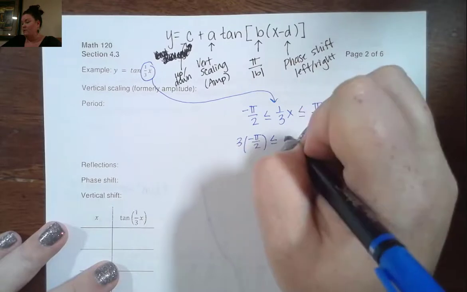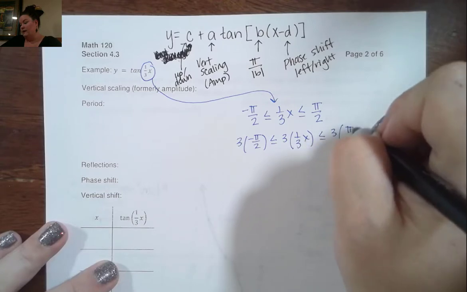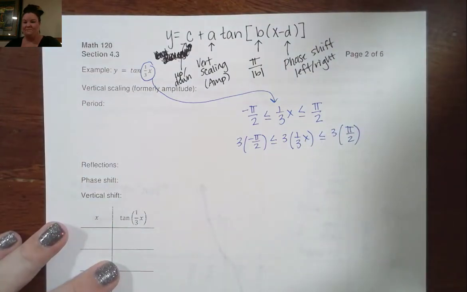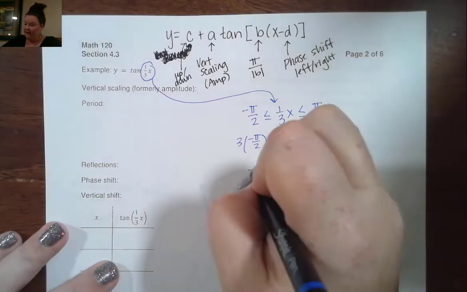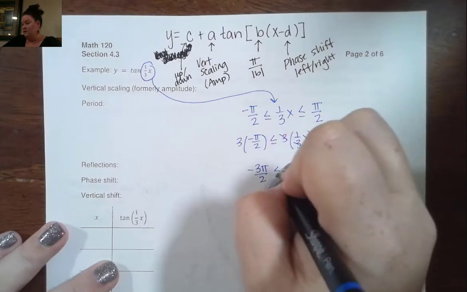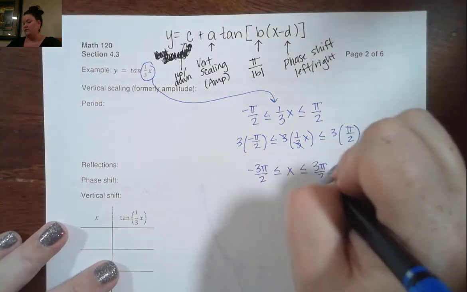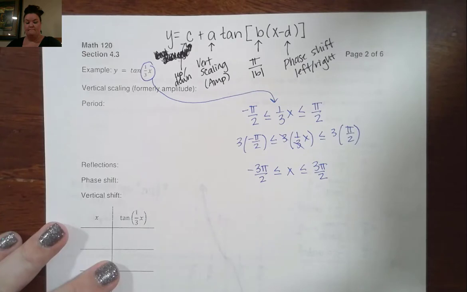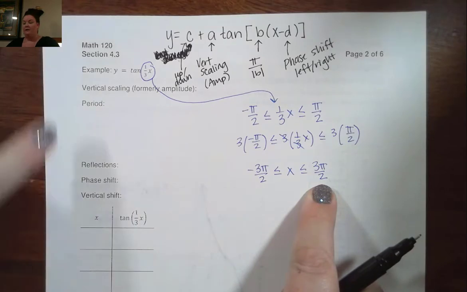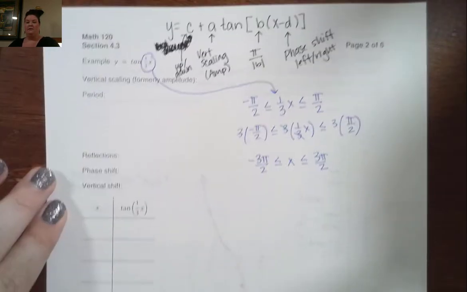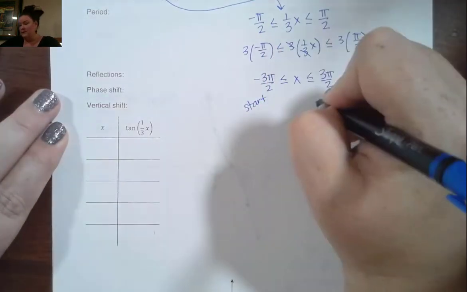And remember, if we multiply by 3 on the inside, we have to multiply by 3 everywhere, right? Okay, so on the inside, my 3's will cancel. And now I have negative 3 pi over 2 is less than or equal to x is less than or equal to positive 3 pi over 2. Okay. All right, so now I know where my values are going to start and stop. I'm going to come back and do the vertical scaling and the period in just a second, but I want to go ahead and fill in my values. So this is my starting point, and this is my ending point.